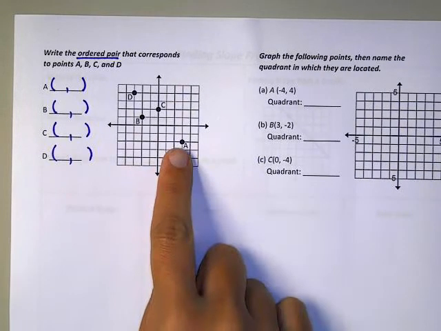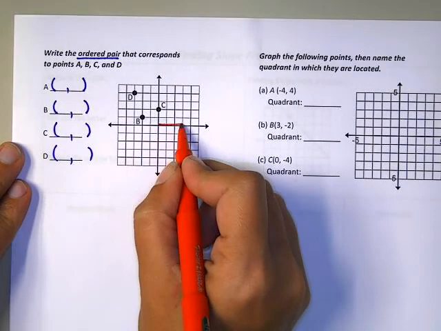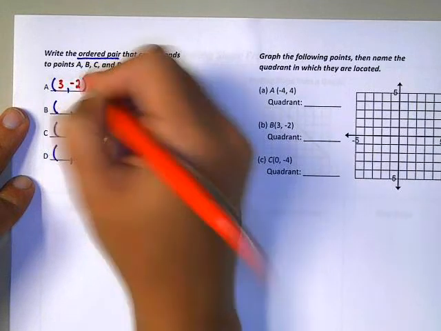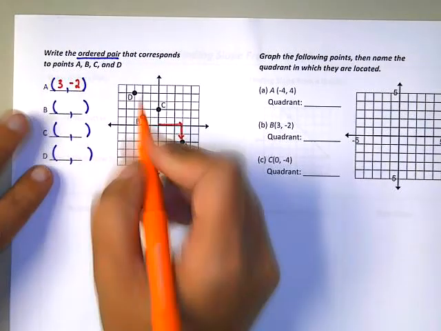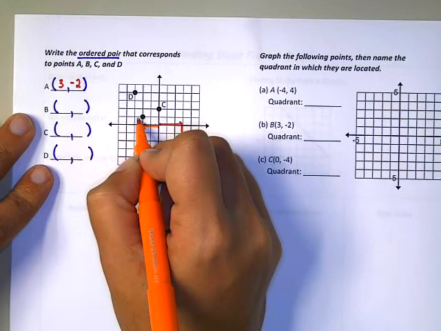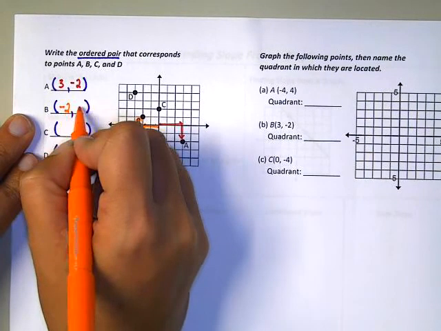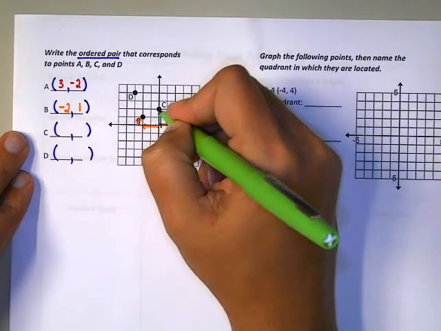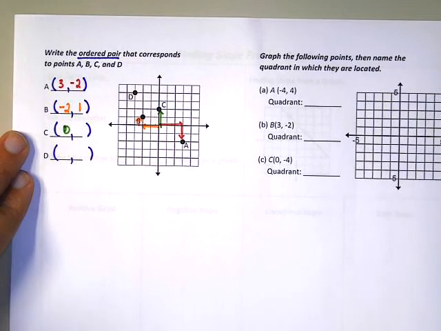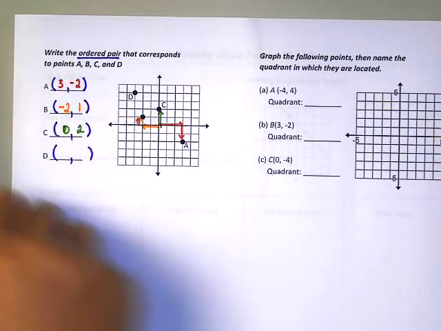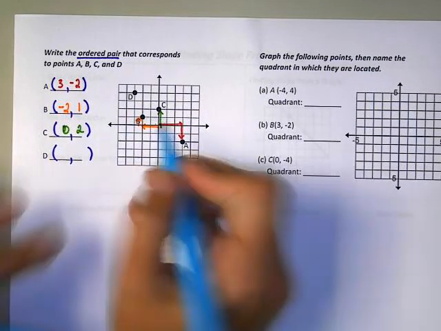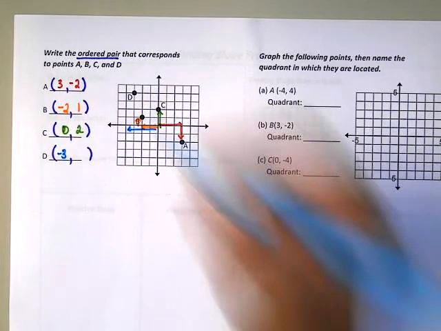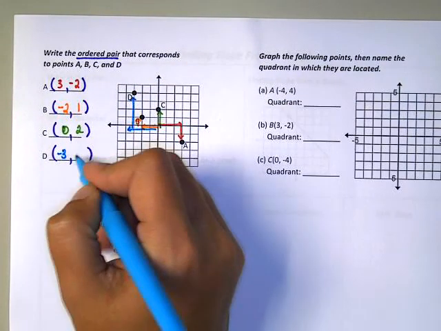For point A, first I would go right 3 spaces, and then I would go down 2 spaces. For point B, first I would go left 2 spaces, and then up 1 space. So I would write -2, 1. For point C, I wouldn't go right or left at all. So I would put a 0 for my x-coordinate, and then I would go up 2 spaces. And for point D, first I would go left 3 spaces. So -3, and then up 4 spaces. So then I would put a 4.